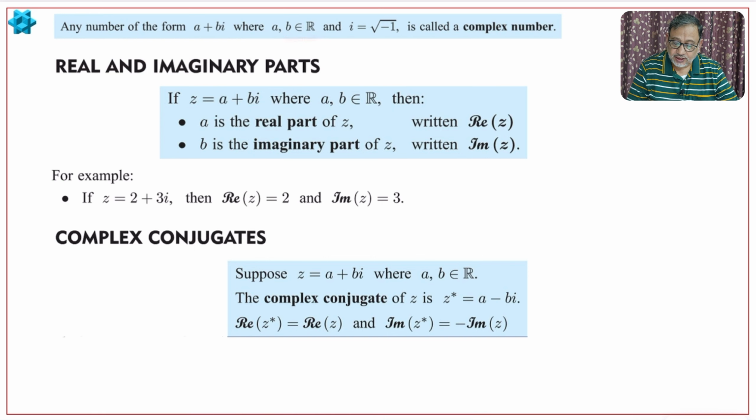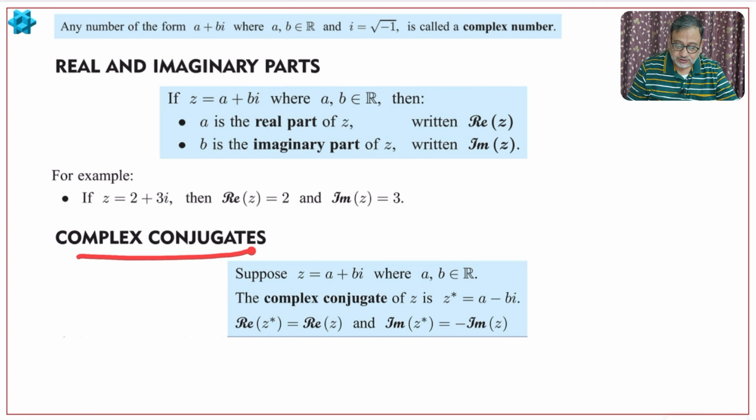Any number of the form a plus bi, or a plus b times iota, where a and b belong to R and i is the square root of -1, is called a complex number. Real and imaginary parts: in a complex number z equal to a plus bi, a is the real part of z and b is the imaginary part of z, and we write them as Re z and Im z. So if z is equal to 2 plus 3i, then the real part of z will be 2, and the imaginary part of z will be 3, which is the 3 in 3 times i.